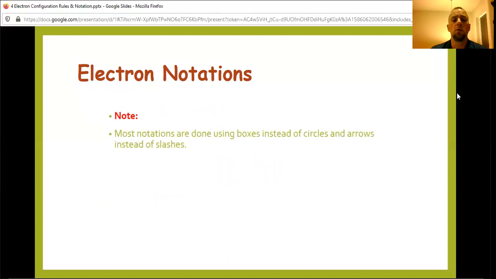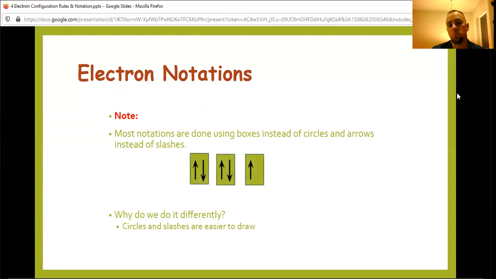So most notations are actually done using boxes with arrows instead of the circles and slashes. Why are we doing it differently? It's just a little bit easier, a little bit quicker, but most methods are done with boxes and arrows, something kind of like that. I've always done it with just a line and then the two arrows for each of those orbitals.